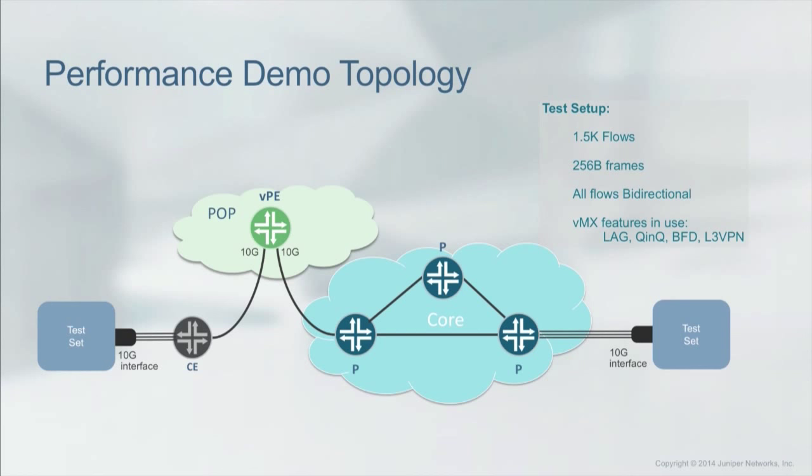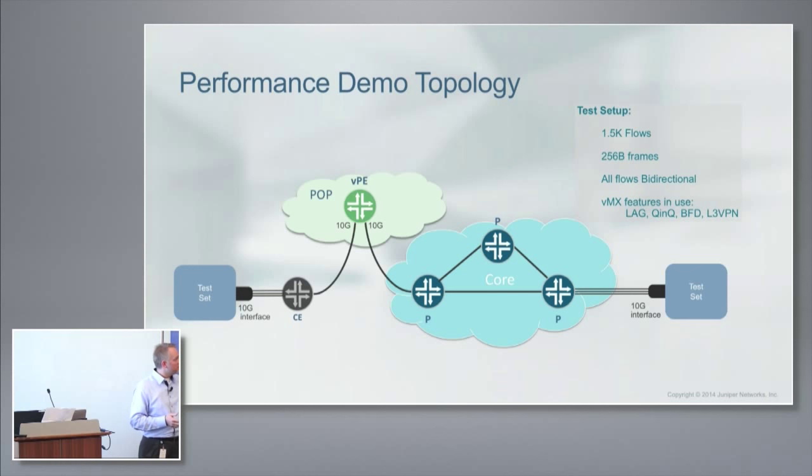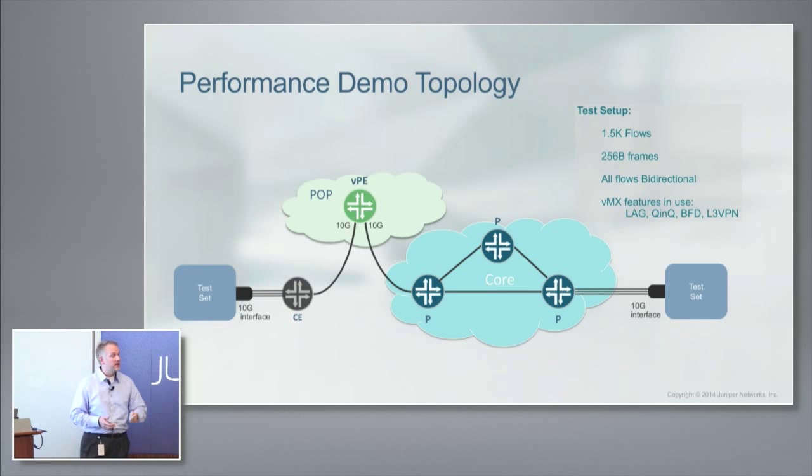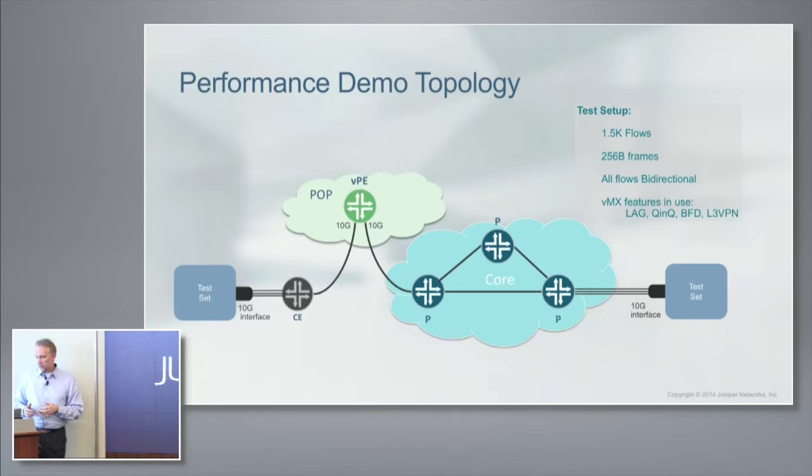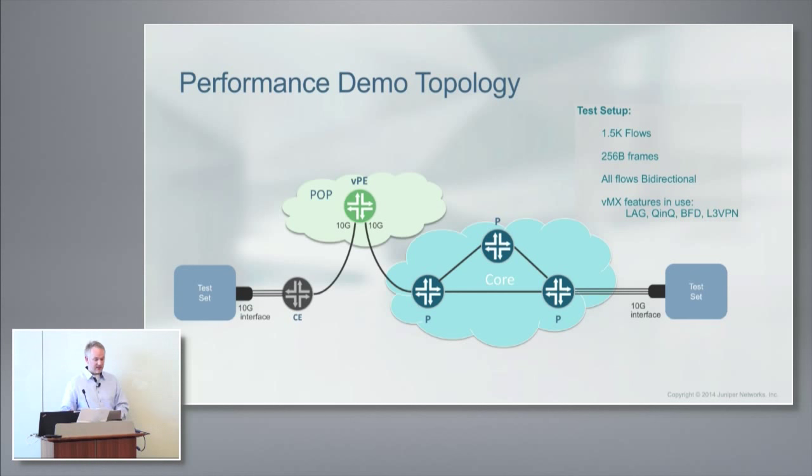So now we're into the two demo short videos that I have for vMX. This one we call the performance demo. It's a virtual PE, as Arif mentioned. And what you'll see here is we have a test set that's connected across a topology. One port connected to a physical CE router, sending in about 1,500 flows worth of data. And then on the other side, you have traffic that's seemingly coming into the core, and it's bidirectional, connected to a P router. And then they're both going into two 10 gig interfaces on the virtual PE, vMX.